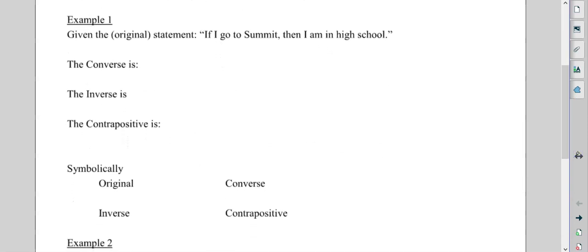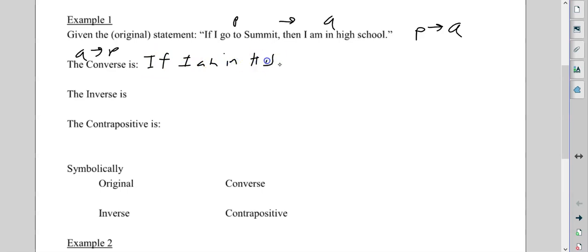So, given the original statement, if I go to Summit, then I am in high school. Okay? So the converse is, we just switch it. So this is if P, then Q. The converse is if Q, then P. So if I'm in high school, then I go to Summit.